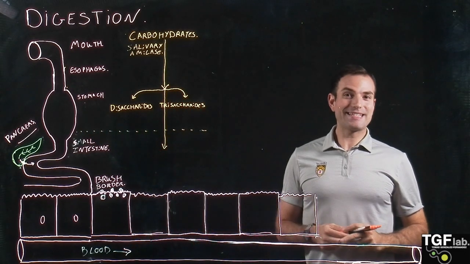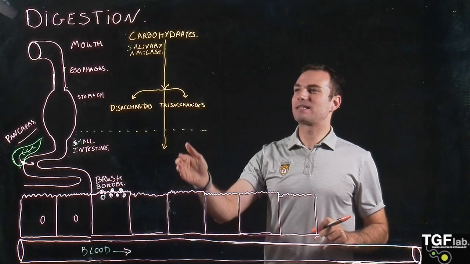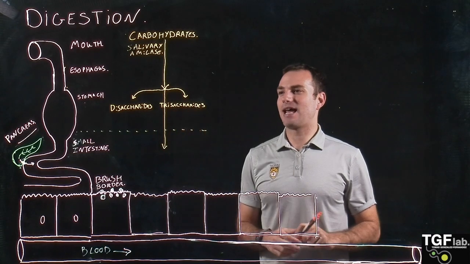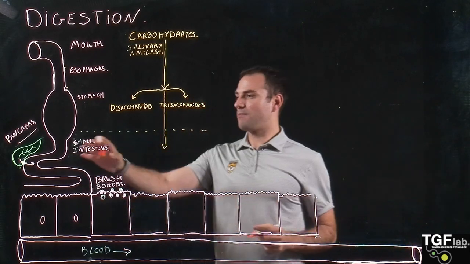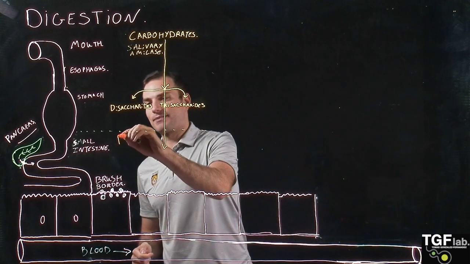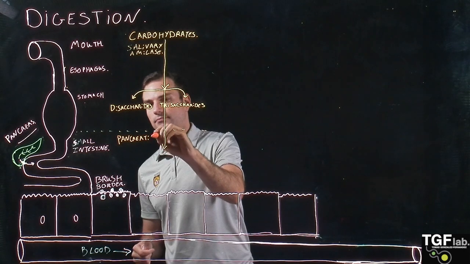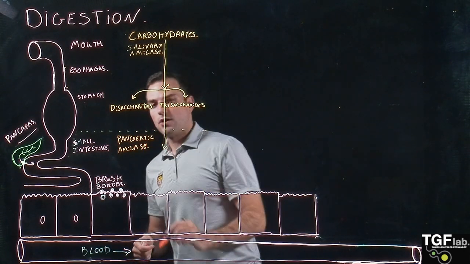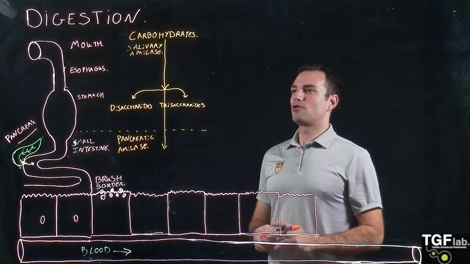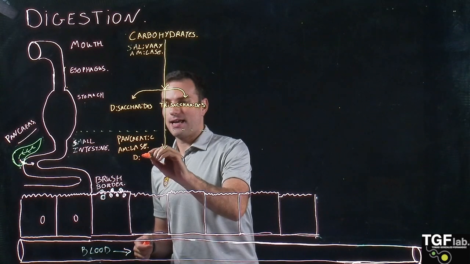So in the small intestine, then we are going to have the further degradation of these complex carbohydrates into the disaccharides and the trisaccharides. This is going to be done by the pancreatic amylase. So this pancreatic amylase is going to further digest everything into these disaccharides and trisaccharides.